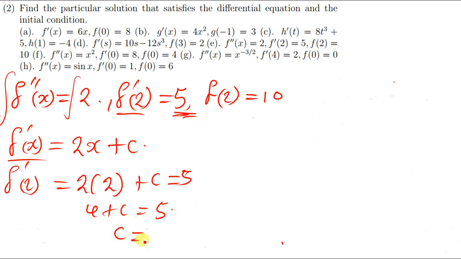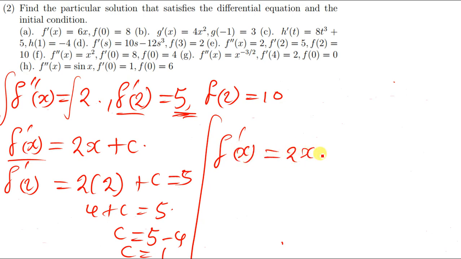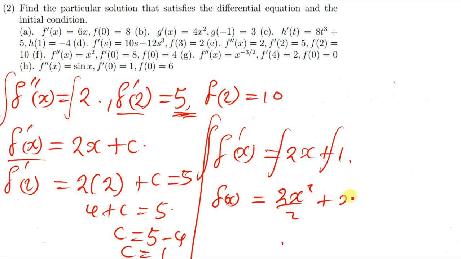So I'll take this to the other side of the equal sign so that I get my c to be 5 minus 4. The value of c becomes 1. So my f prime of x is therefore 2x plus 1. And then we can integrate this further. So when you integrate this further, with respect to x, we're going to get f of x is equal to 2x squared over 2 plus x, then plus c. So I'm going to call this c1 so that at least it's different from this other one.